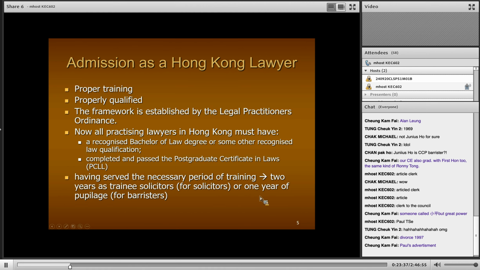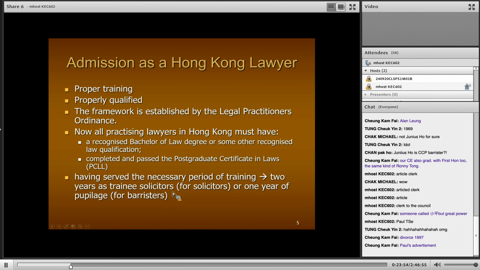Also, lawyers have to serve the necessary period of training. For solicitors, it's 2 years. For barristers, it's only 1 year. So, in practice, we have longer training than barristers. They only need 1 year of training, but we need 2 years of training.